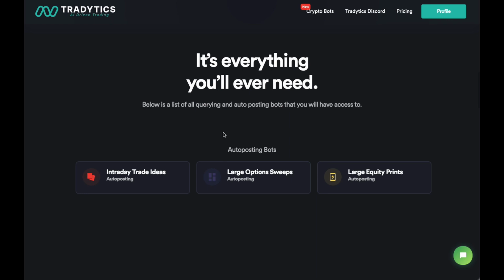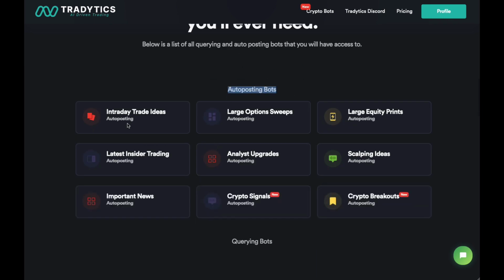Then we have the bot names here. For auto posting bots, you can see we have intraday trade ideas, large option sweeps, equity prints, scalping ideas, important news, insider transactions. Then today we added crypto signals, and we also added crypto breakouts. We are hoping to add just a few more bots. So if you go to this page and you actually see some more content, please know that we are actively adding more stuff to help traders as much as we can.